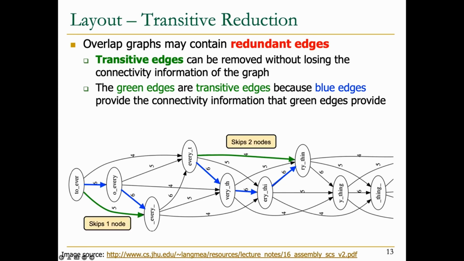Here in this case, this transitive edge skips one node, and here in this case, there's another one that skips two nodes. So although we visit more nodes, it's okay. Our goal is just to simplify the graph right now.